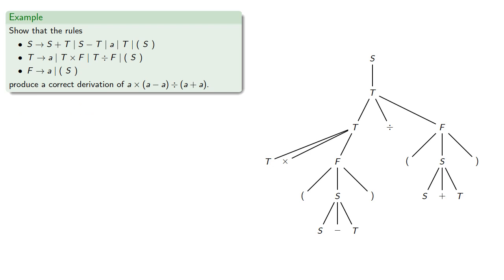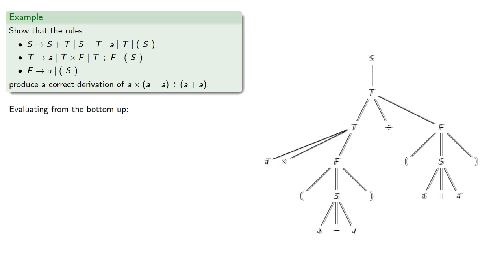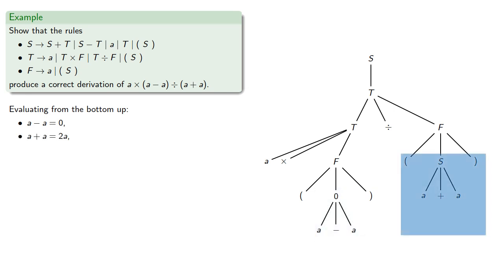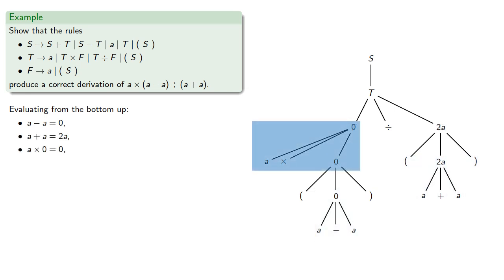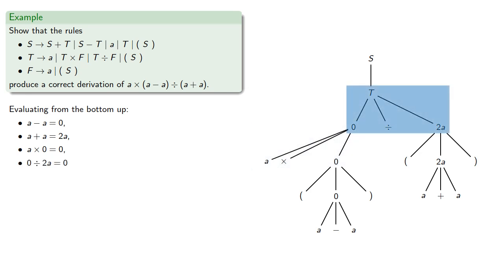And again, if we have our derivation tree, we can work our way backwards. So evaluating from the bottom up, first we find a minus a, that gives us 0. a plus a gives us 2a, a times 0 gives us 0, and then 0 divided by 2a gives us 0, which corresponds to the correct evaluation.